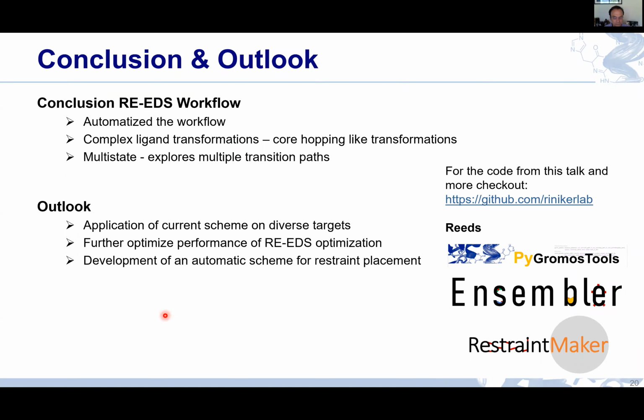And also as an outlook, I think it's very interesting for us to apply our current scheme to more diverse targets and to other systems. It would be very interesting, of course, to also optimize the performance for the optimization and the production run, what I showed you. And also it would be very nice to have an automatic scheme for the restraint placement of our dual topology approach, where we are actually working on. This is the restraint maker.